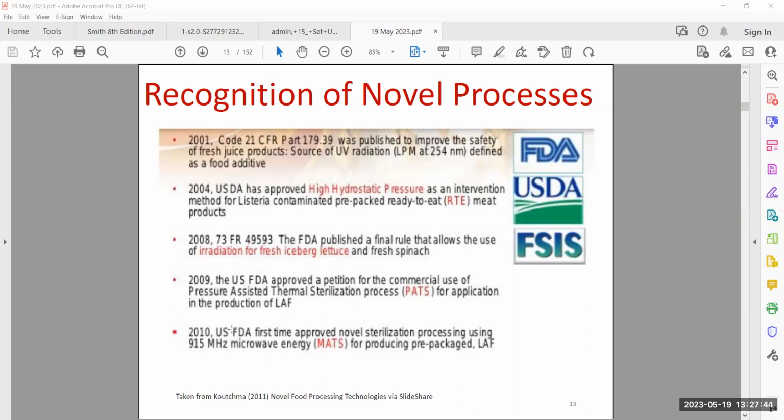Okay, and in 2010, USFDA first approved a novel sterilization process using 915 megahertz microwave energy, which is what we call MATS, microwave assisted thermal sterilization, for producing prepackaged food that is room temperature stable and can be kept up to 12 months.